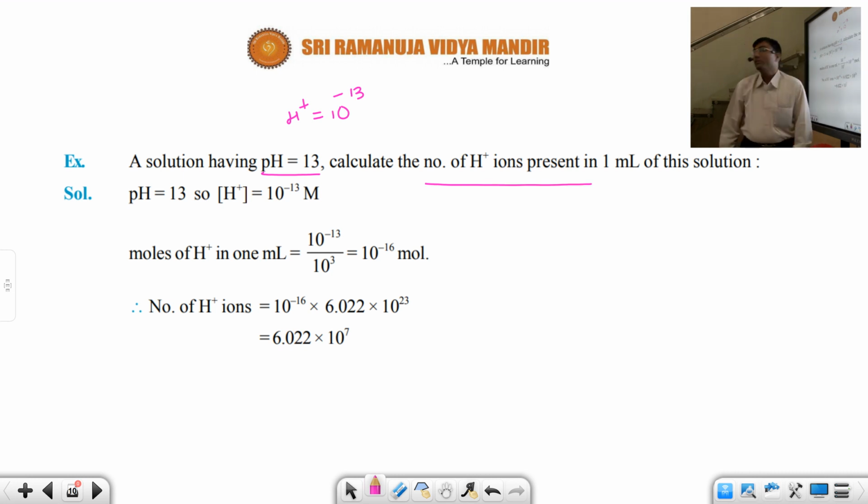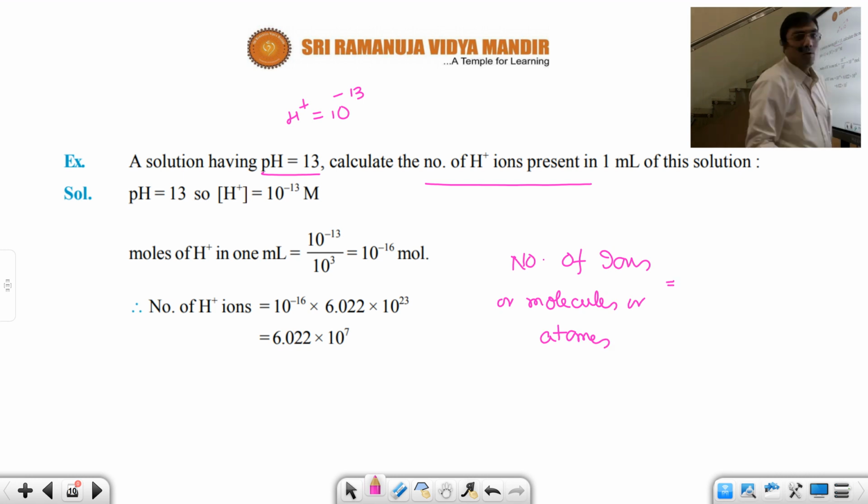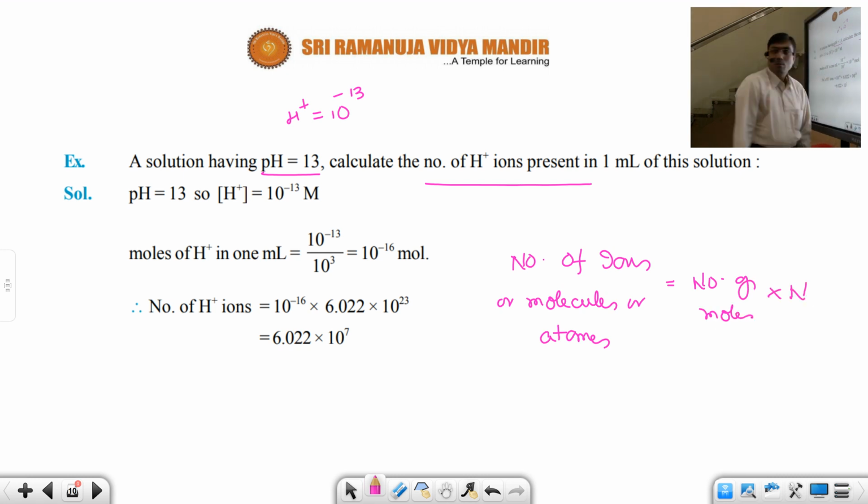You know very well the number of ions formula. Number of ions, molecules or atoms. What is the formula? Formula is weight by molecular weight into Avogadro number. Weight by molecular weight is nothing but number of moles. So number of moles into Avogadro number. So let us see here.